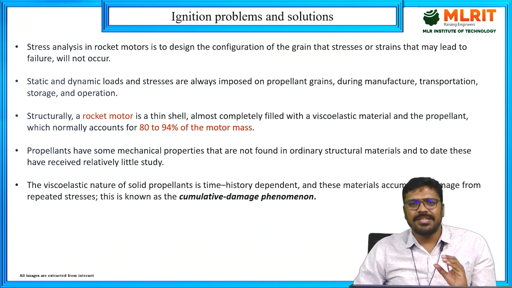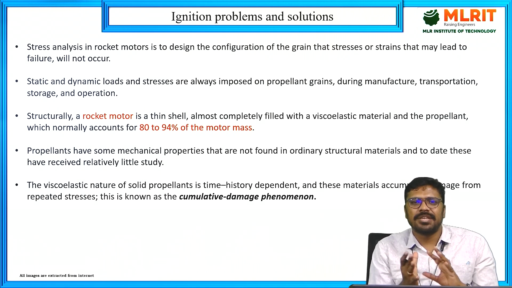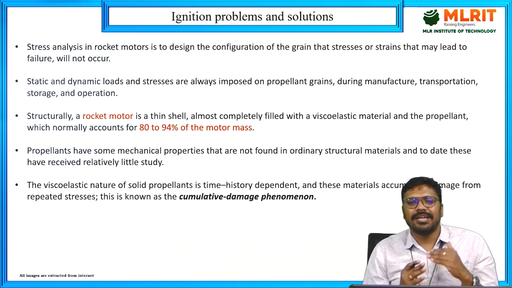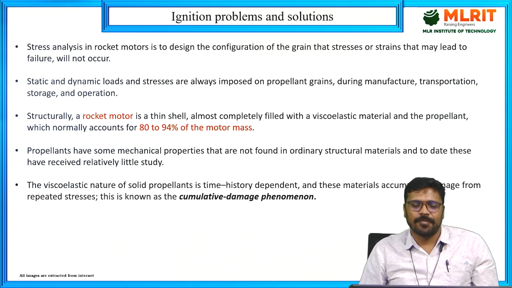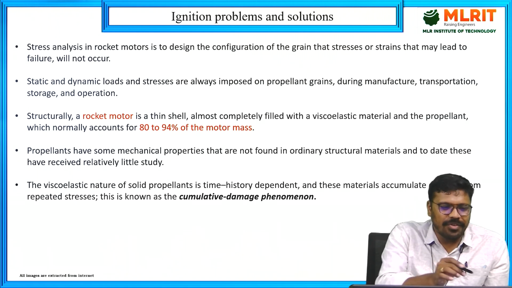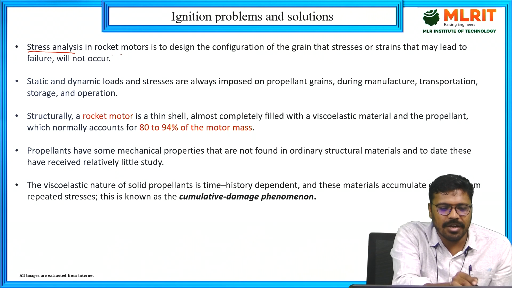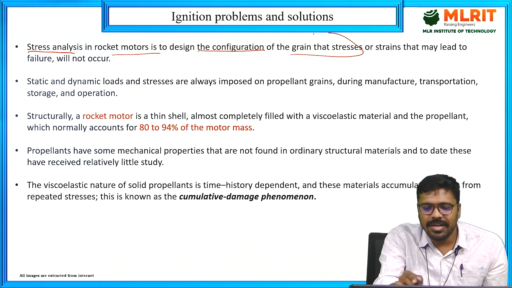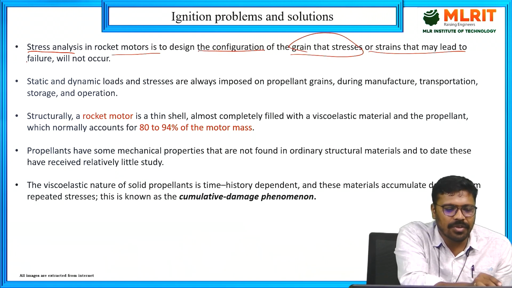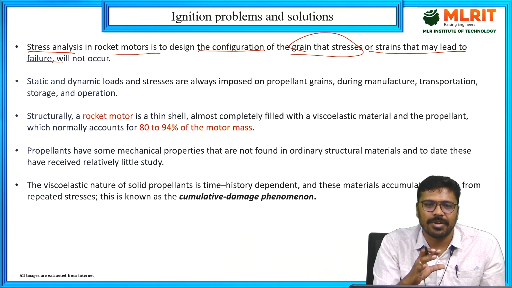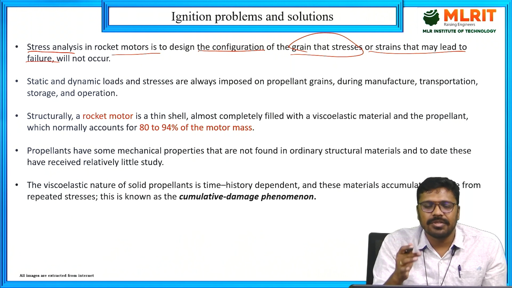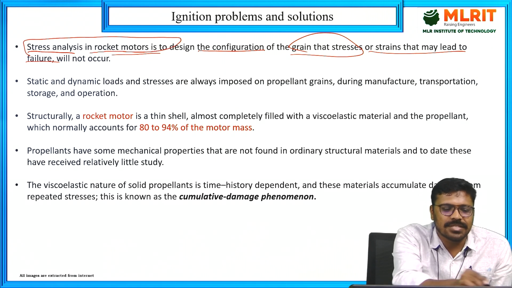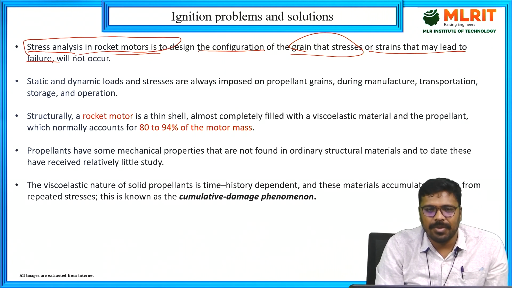If the propellant grain structure is not properly made, because of this high pressure and temperature the grain structure may collapse and the total rocket will catch fire. This will lead to a drastic failure of the rocket motor. So what we do is go for a stress analysis. We go for stress analysis in rocket motors to design the configuration of the grain so that the stresses and strains developed in the propellant grain do not lead to failure. That's why we go for stress analysis of the propellant grain.